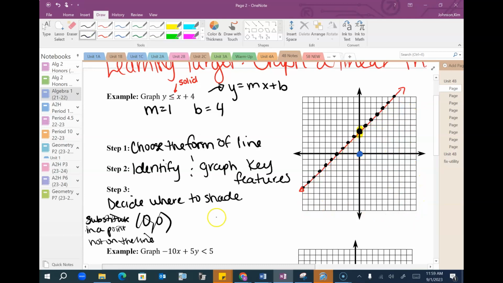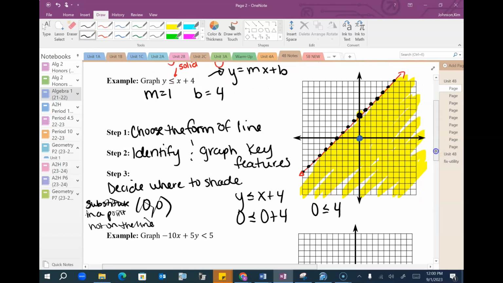So if I put 0, 0 into my inequality, that would be putting it into y is less than or equal to x plus 4. So I'm asking myself, is 0 less than or equal to 0 plus 4? Yes, 0 is less than 4. So therefore, this blue point is a solution, and that lets me know that I want to shade it. So that helps me understand that I'm going to shade the lower half of that line.